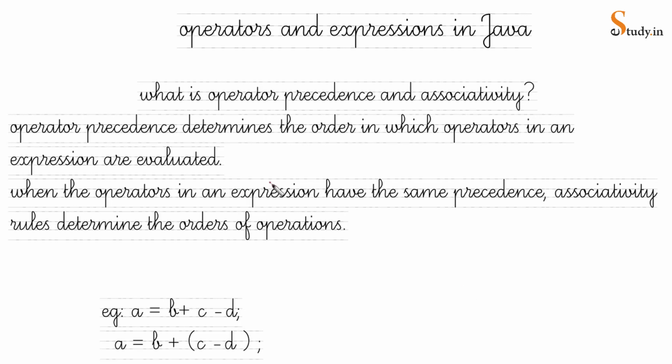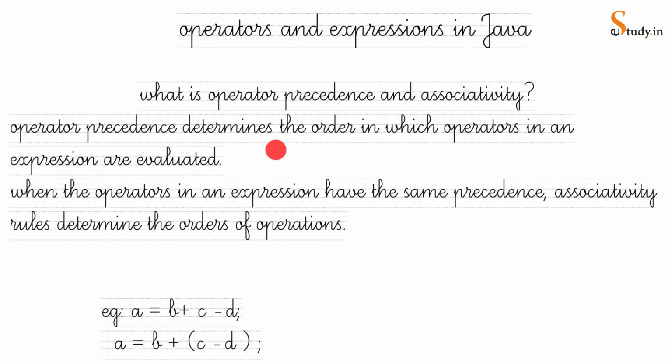Now, what is operator precedence and associativity? Let's understand these two terms. Precedence basically means the order. The basic English meaning is order, or if something comes before, that is precedence. So what is operator precedence and associativity?